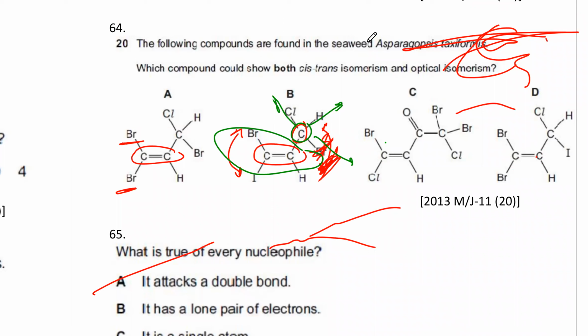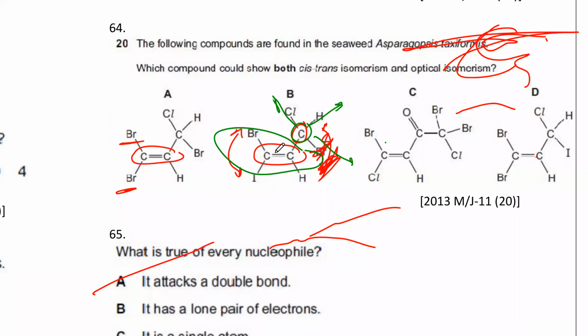The following compounds are found in seaweed. Which compound would show both cis-trans isomerism and optical isomerism? This will show cis-trans, right? If you see the double bond, the two sides are different, and the two sides are different over here. Is that clear? They're going to show cis-trans isomerism, right?